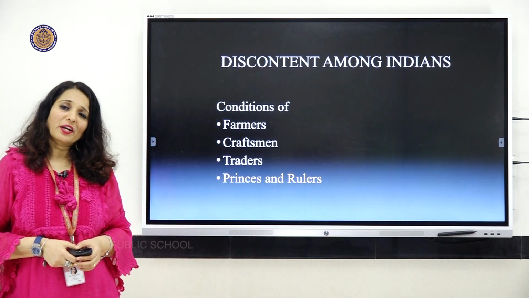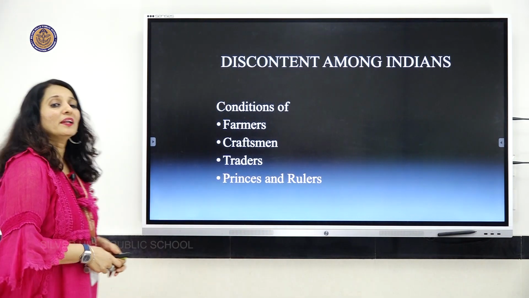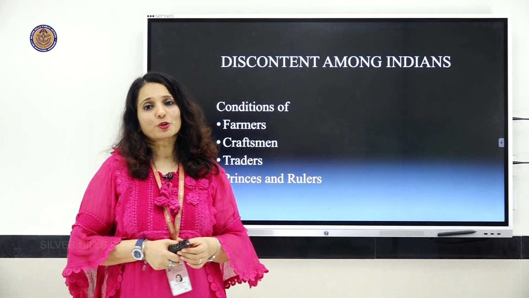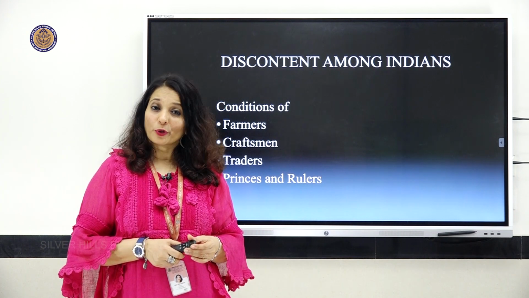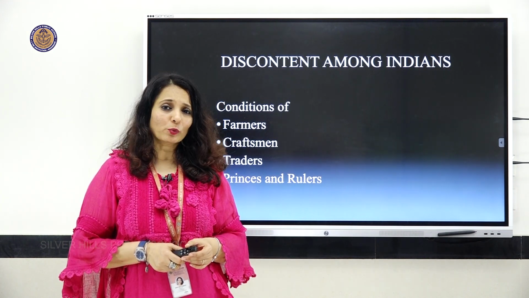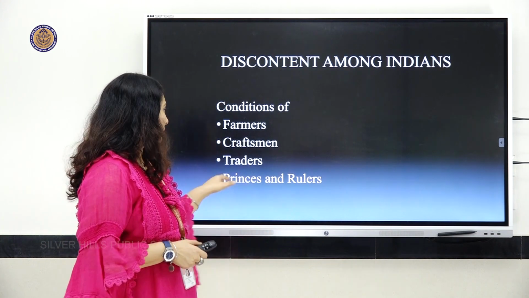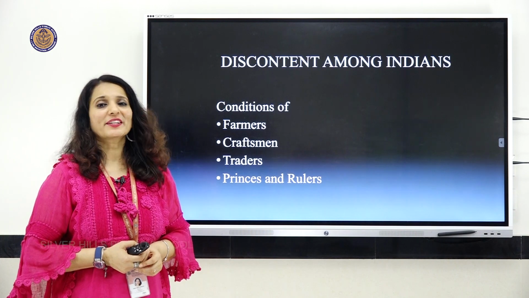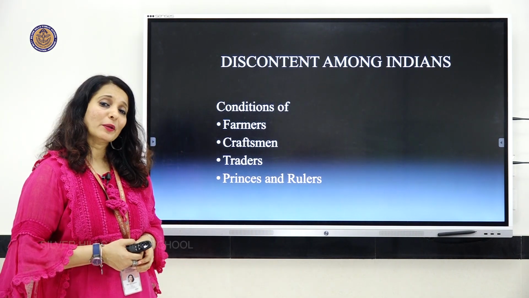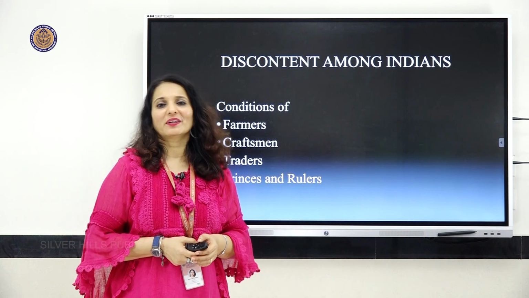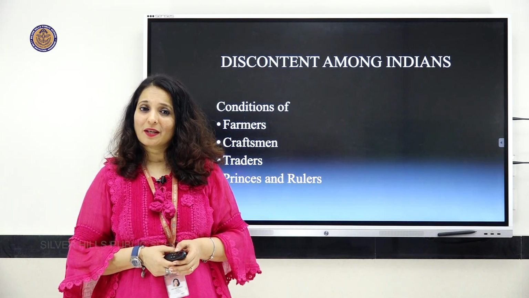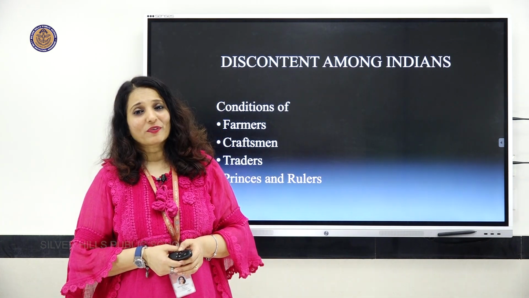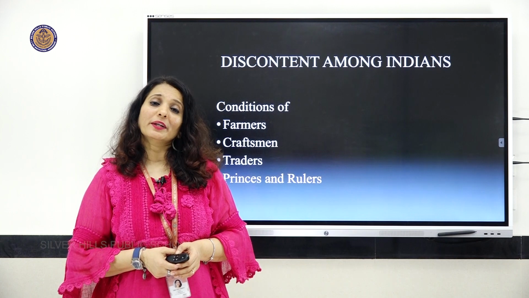Next we come to the traders. The traders were not allowed to produce the goods of their choice. We had to produce the goods that the English, the British, told us. What about the princes and rulers? The kingdoms of these princes and rulers started being attached to the British. If the prince or the ruler of a particular state, of a particular province, didn't have a male heir, the East India Company made sure that the province was attached to the kingdom of the British.